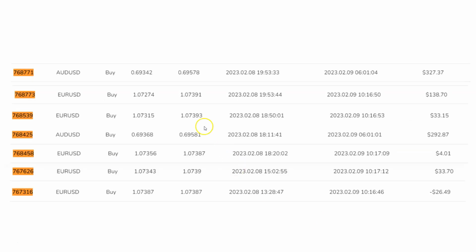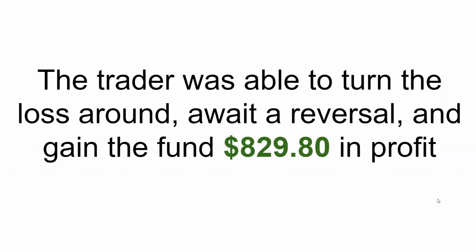So if we look at those numbers, here are the number of the trades here. So I took all of the losses and they actually closed this on the next day. So as you can see, even though the trades were at a loss, we now have profits for most of these trades with the exception of the last one that lost $26.49, and the trader actually decided to close the trade. So after all of this was done, the trader was able to turn the loss around or await a reversal and gain the fund $829.80 in profit. That's after being over $1,400 in the negative with the account.